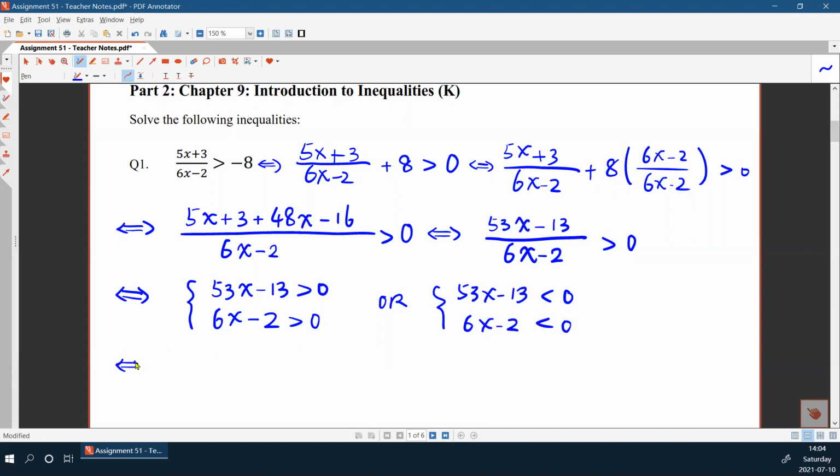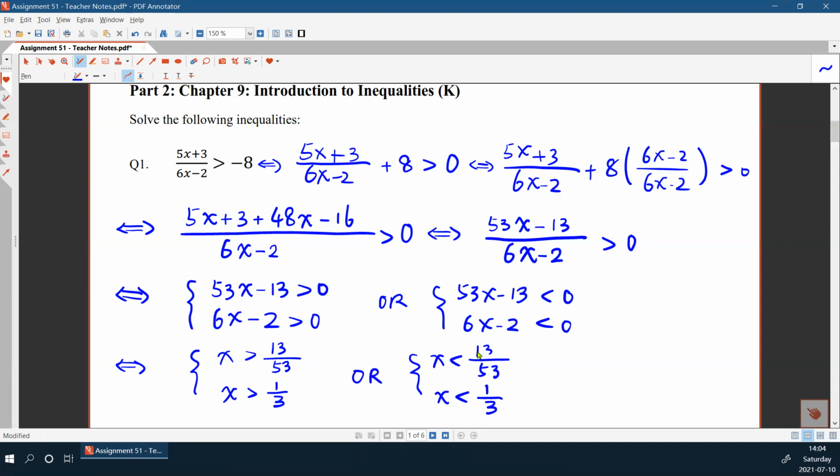And this is equivalent to, let's solve them separately. The first one gives you x should be greater than 16 over 53. And then x should also be greater than 2 over 6, which is 1 over 3, right? Or x is less than 13 over 53, and x should also be less than 1 over 3.